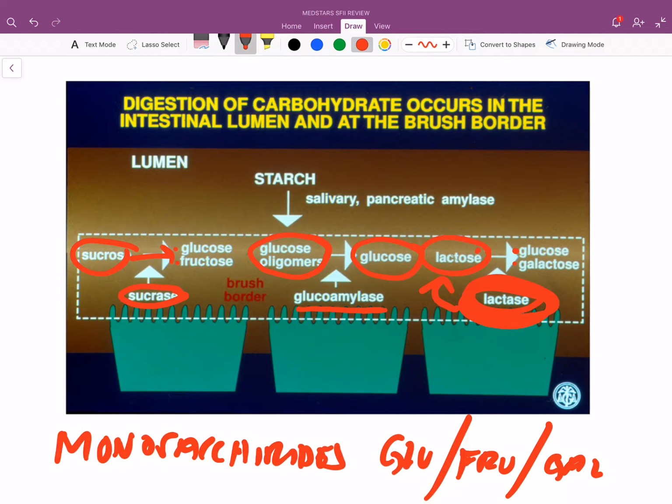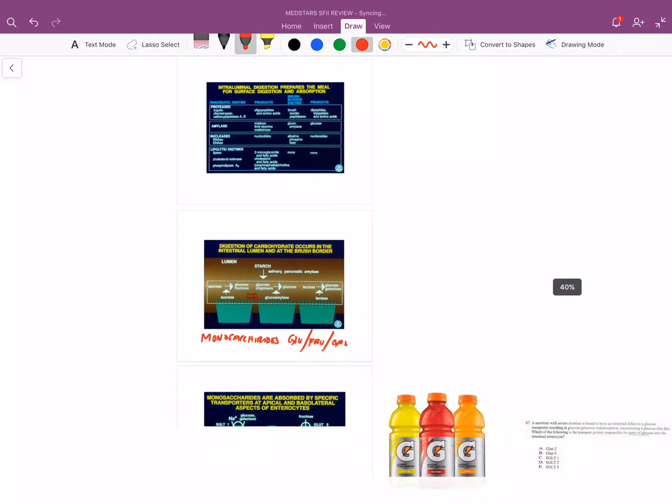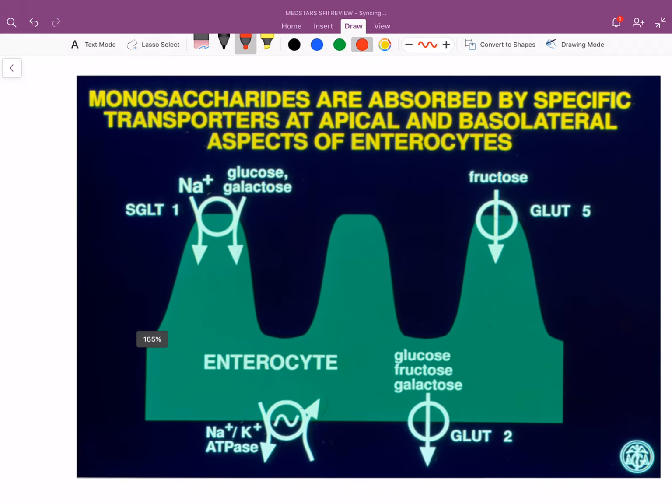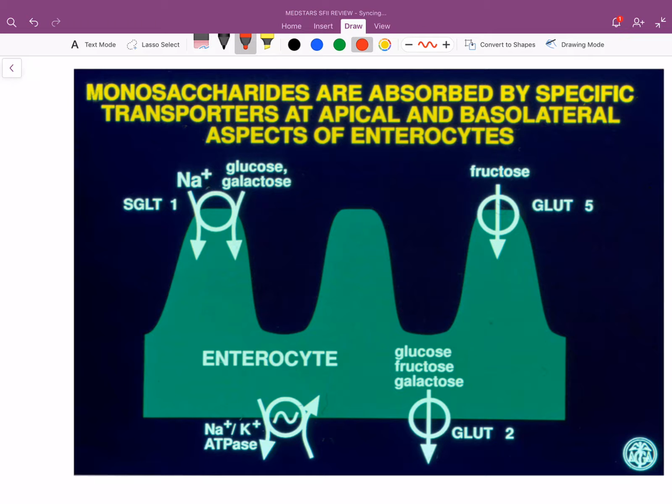Okay, so all of these monosaccharides, glucose, fructose, and galactose, can all cross into the enterocyte, but they need help doing that, and I'll talk more about that. That's going to segue into my next slide. So they can all be absorbed, but they don't all get absorbed the same way.